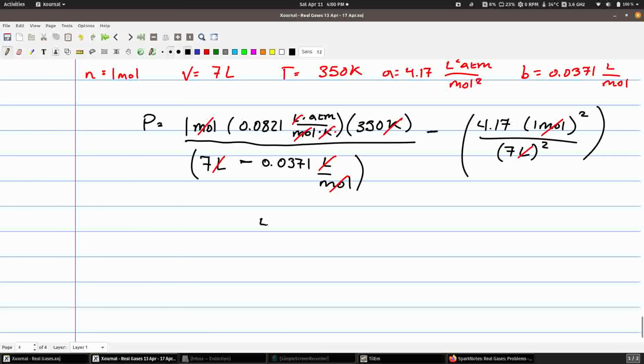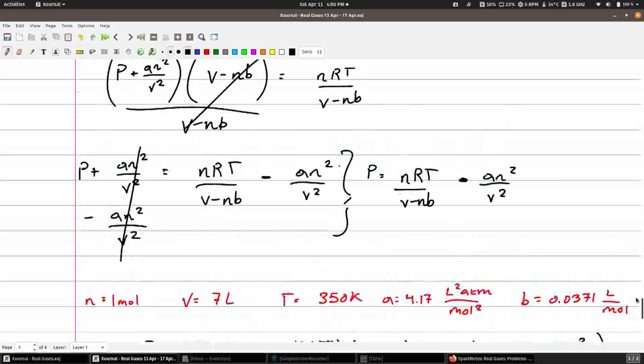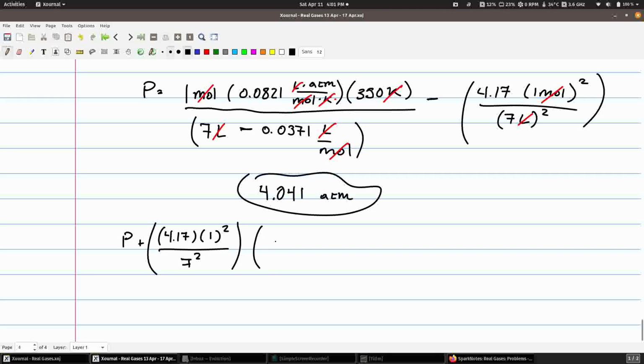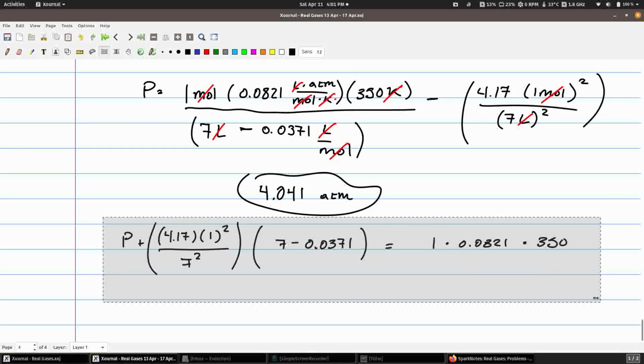And then we're going to get an answer of about 4.0441 atmospheres. So as you see, you can do it this way or you can do it the other way. I did it where I left it: P plus 4.17 times 1 squared over 7 squared, times 7 minus 0.0371, equals 1 times 0.0821 times 350. I'm doing it this way so you can see the math in real action. It's the same exact equation. It should give the same answer unless there's an error with the calculator.